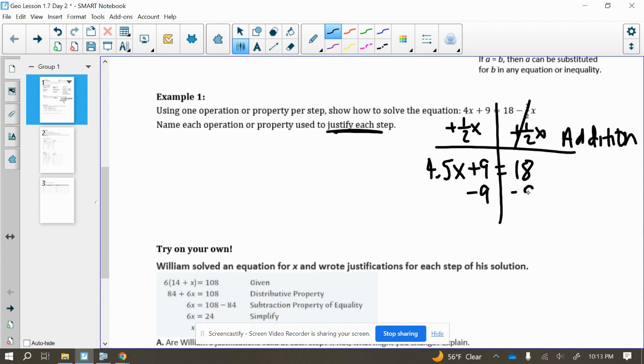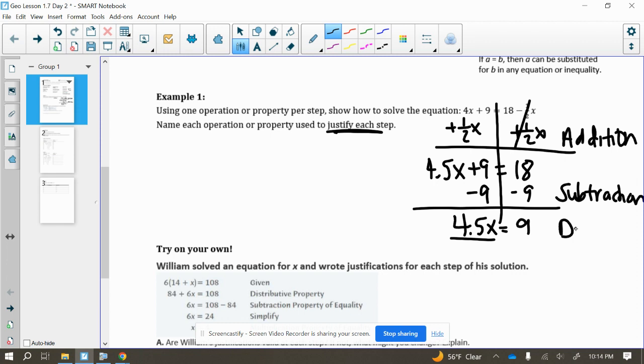And then we use subtraction to move the 9 over. So again, we would say the subtraction property. And then when we divide, so again, division property, we can actually get our final value for x, which is 2, right? So what we see here is the actual writing of our reasoning before this.